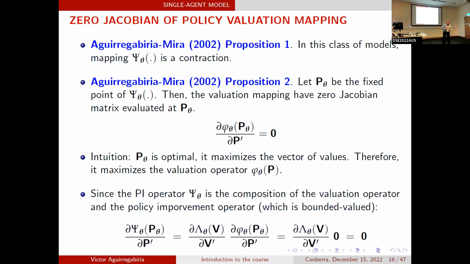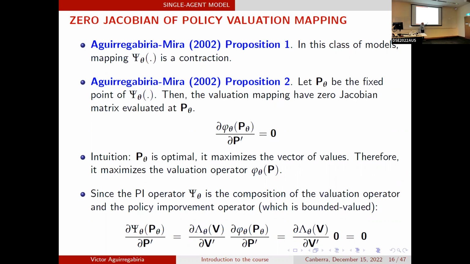is 0. Now remember that the policy iteration operator psi is the composition of the valuation operator and the policy improvement operator. Then the derivative of the policy iteration operator with respect to the choice probabilities is the product of these two Jacobian matrices: the derivative of the policy improvement, these logit probabilities, with respect to V, times the derivative of the valuation operator with respect to P.